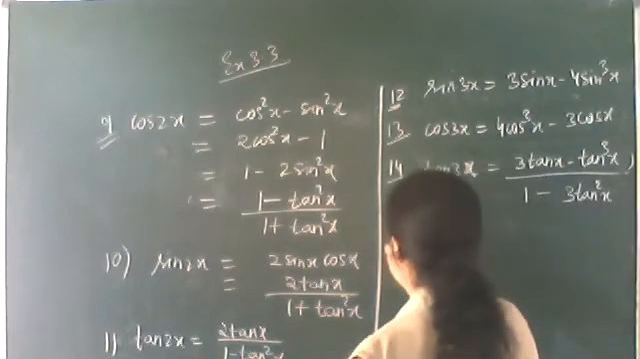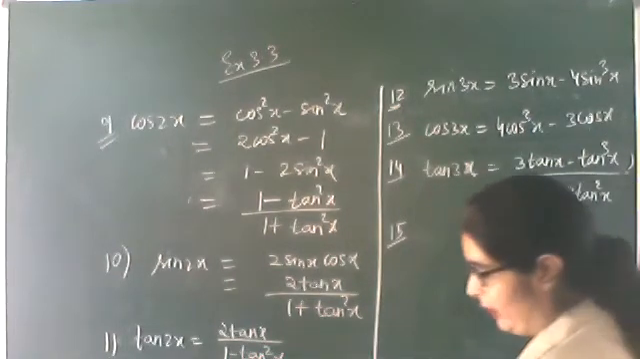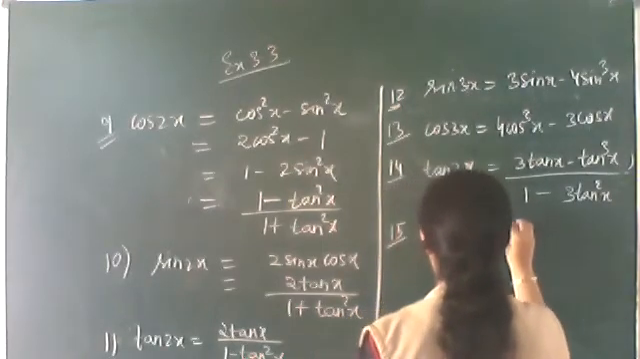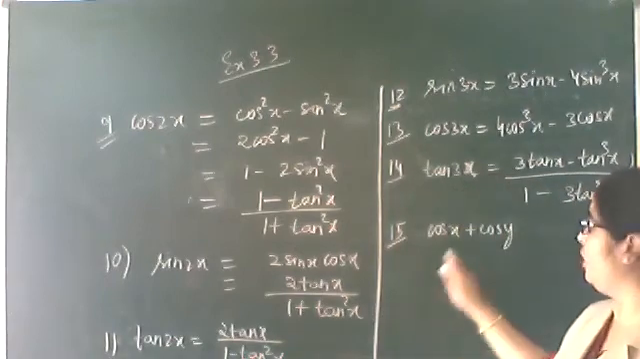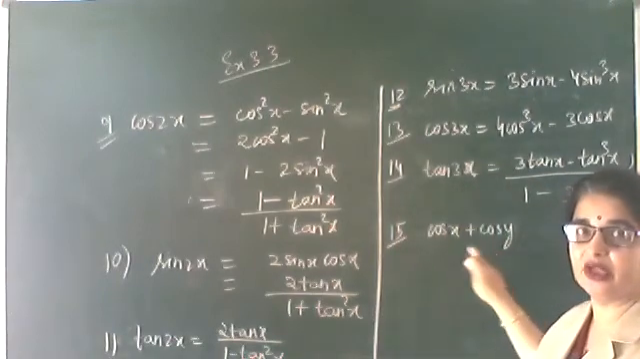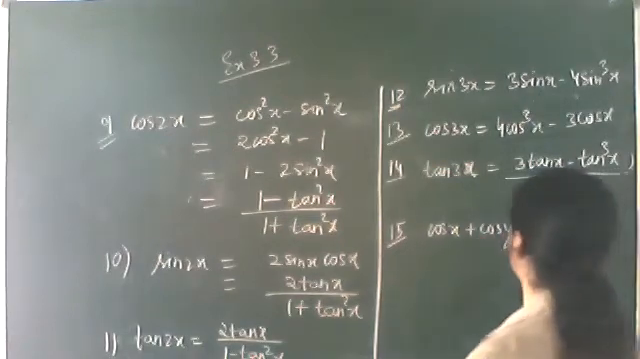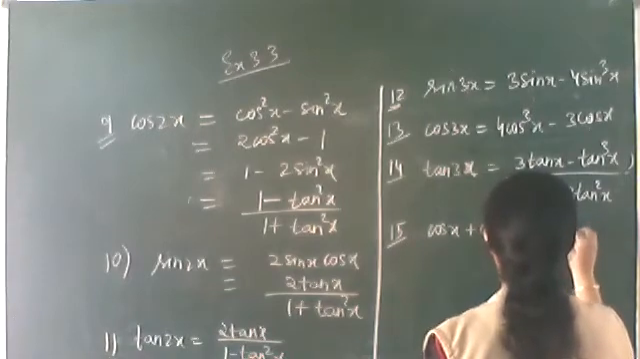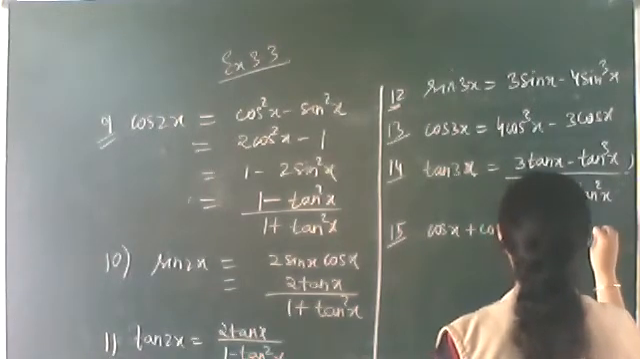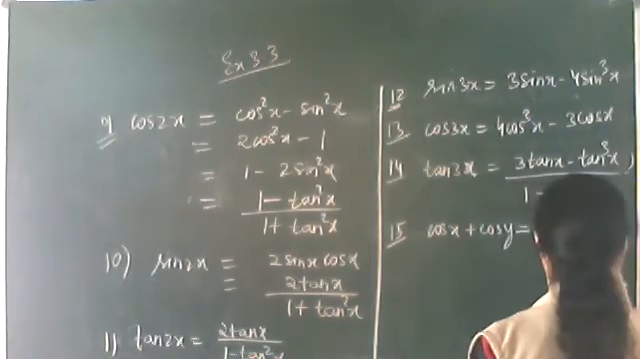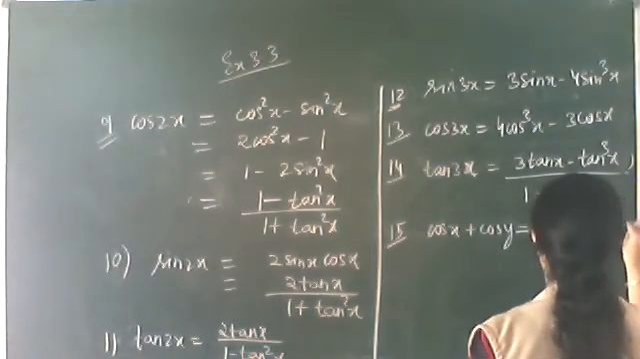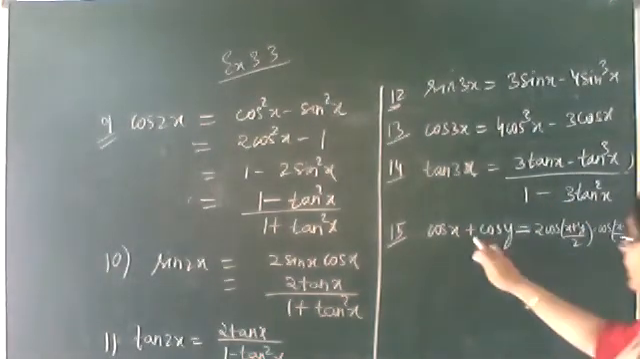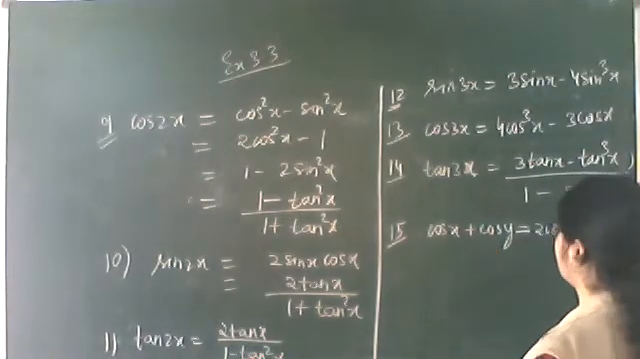Then the 15th formula is what? Cos x plus cos y. Now just see what your earlier formula was, cos of x plus y. This is something different, cos x plus cos y, which is equal to 2 cos of x plus y by 2 into cos of x minus y by 2. Just see, when cos is there, then both will be cos. When plus is there, when minus is there, then both will be sin.